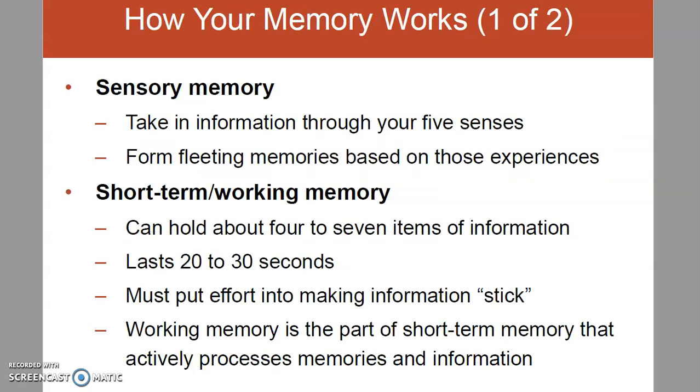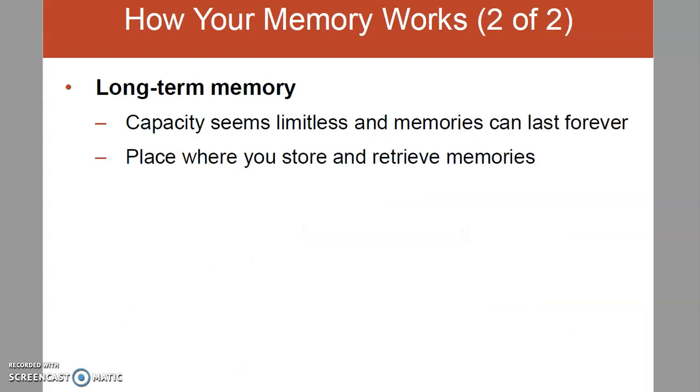There are 3 levels of memory. The first is sensory memory, where we take in information through our 5 senses. This is very short. Sensory memory is fleeting memories. Only lasts for a few seconds at the most. If we concentrate on those senses, we can move the information into our short-term or working memory. This one is still limited, however, to 4 to 7 items and lasts only about 20 to 30 seconds. So we have to keep working on the memory to move the memory into our long-term memory.